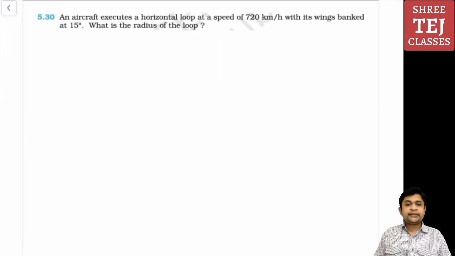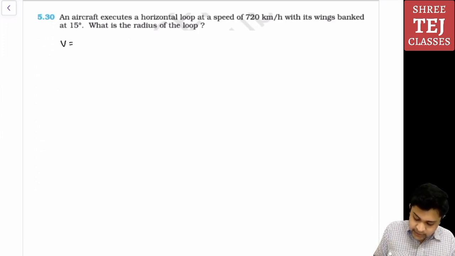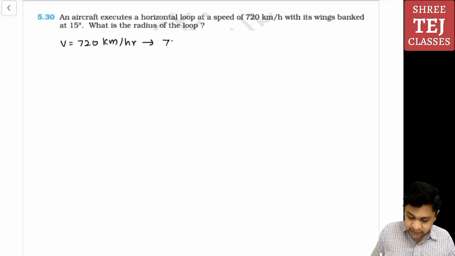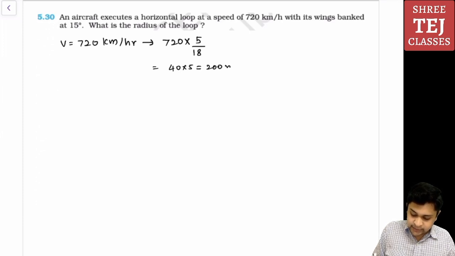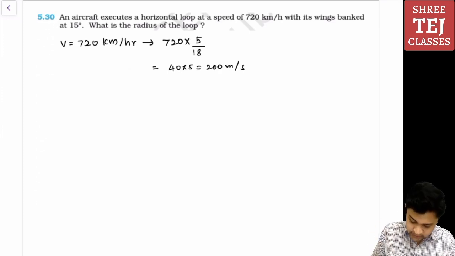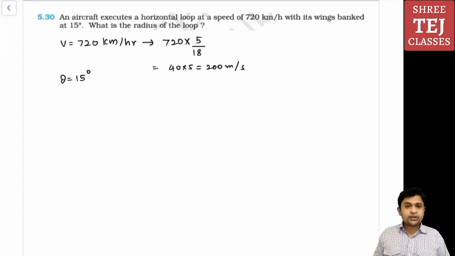An aircraft executes horizontal loop at a speed of 720 km per hour. Let us convert it into meter per second. So 720 multiplied by 5 upon 18. So this would be 40 into 5, which is 200 meter per second. So speed of the aircraft is 200 meter per second and its wings are banked at 15 degrees. So theta is 15 degree. What is the radius of the loop?